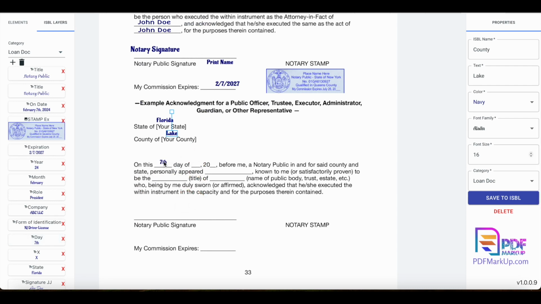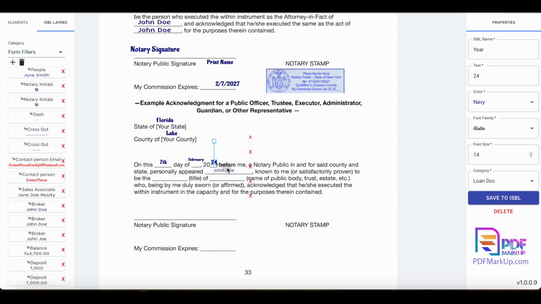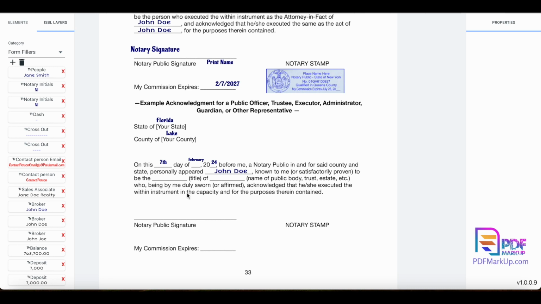On this 7th day of February 2024, before me, a notary public in and for said county and state, personally appeared John Doe, known to me or satisfactorily proven to be the blank title of blank name of public body, trust, estate, who, being by me duly sworn or affirmed, acknowledged that he or she executed the within instrument in the capacity and for the purpose therein contained. So once again, it tells you the title.